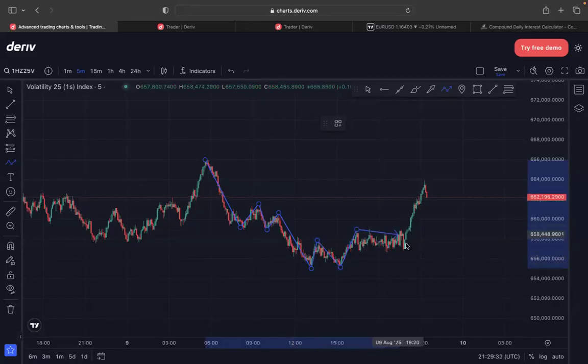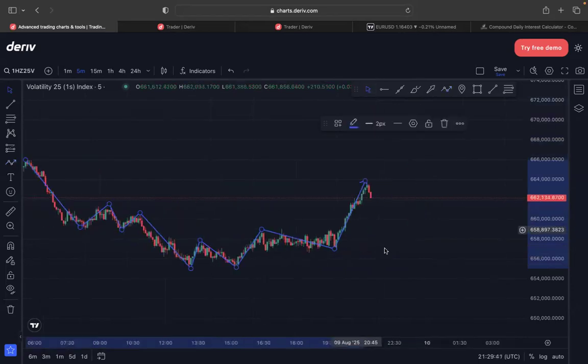We have this ranging. We can call this our what? Higher low, and then higher high. What are we expecting? Higher low. Right. So we're expecting this to come down to some level around here.